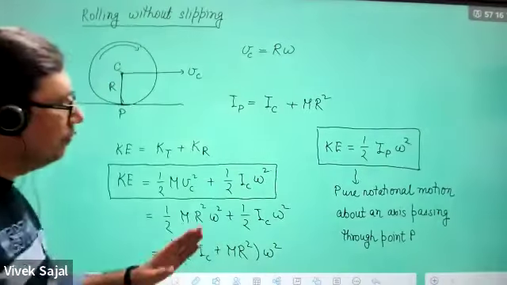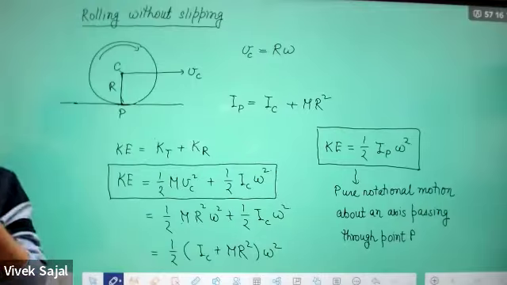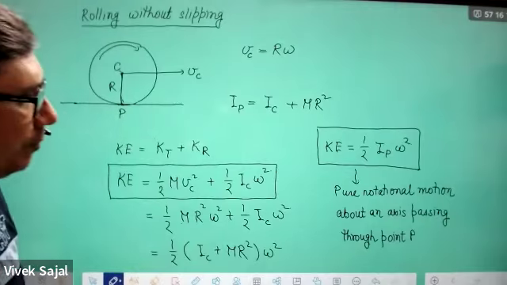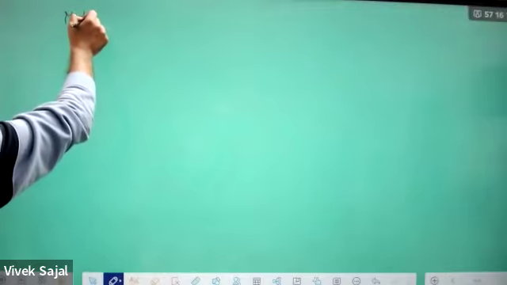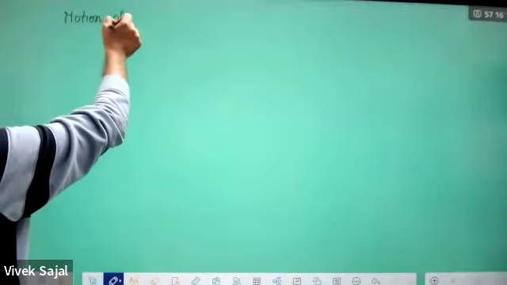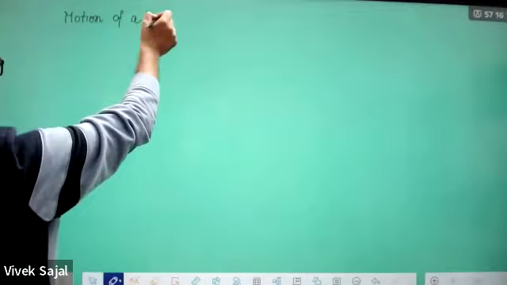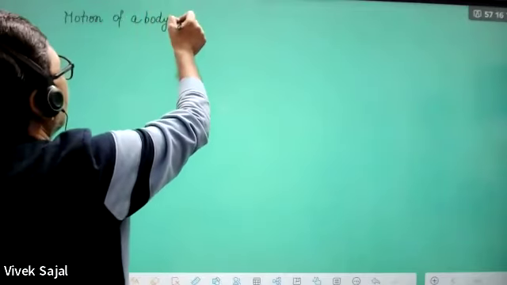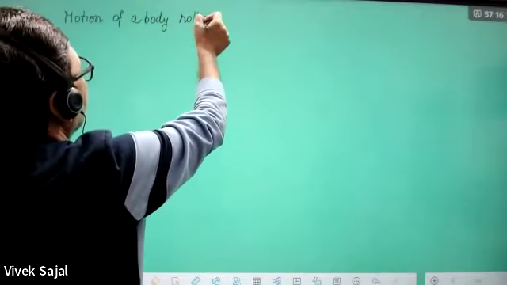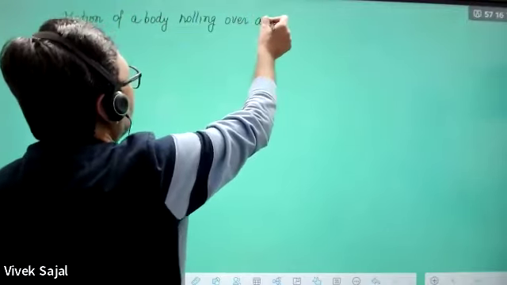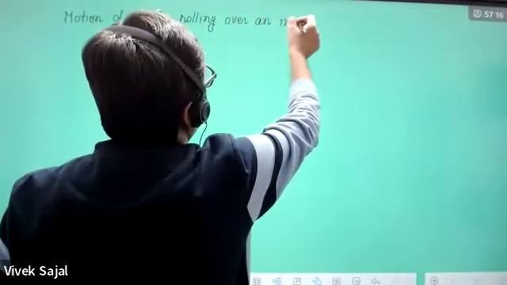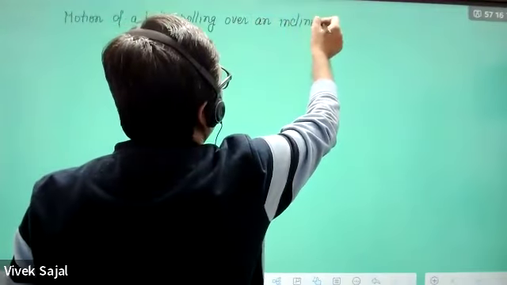Now, motion of a body rolling on an inclined plane. Next is, please note it down first. Next is motion of a body rolling over an inclined surface.